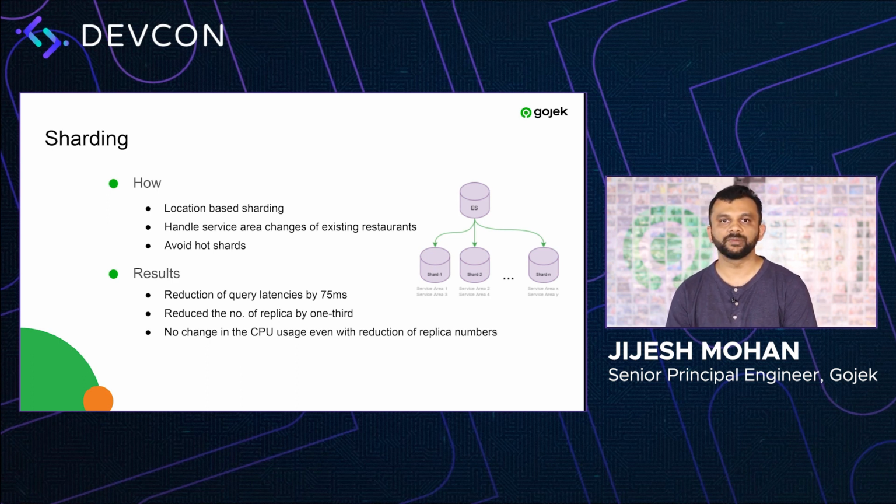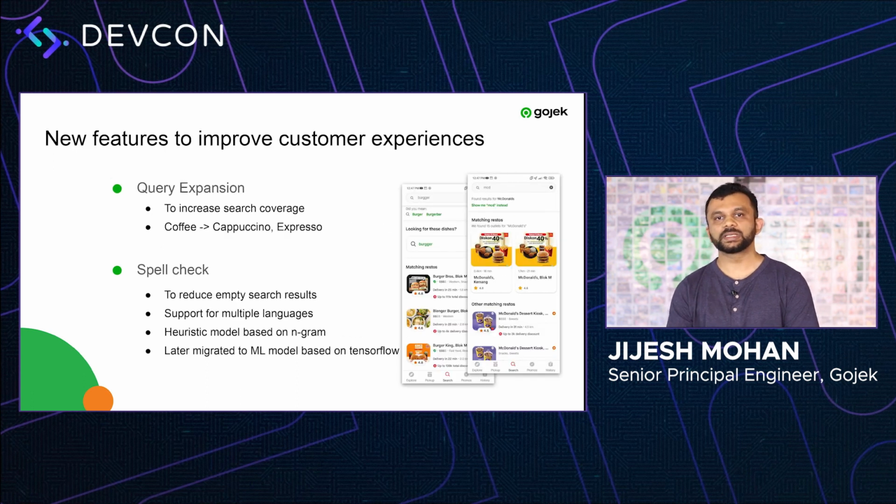Anyway, we have done all these changes in the system, and we have seen a reduction in latencies by 50 to 75 ms. Also, the major advantage we got is that we were able to reduce the number of replicas or nodes in Elasticsearch by one third without affecting the CPU usage in the system. So this scaling helped us reduce all the latency problems in the system, and then we started adding new features into the system to improve the user experience.